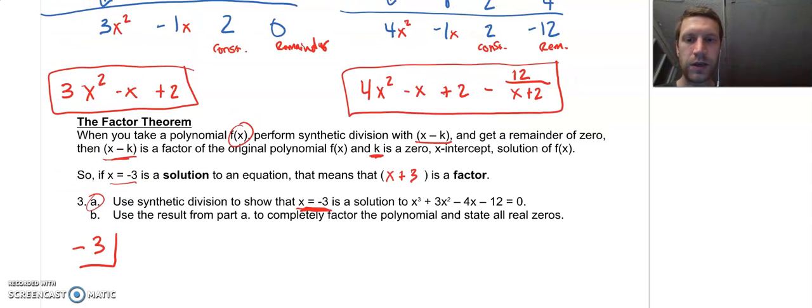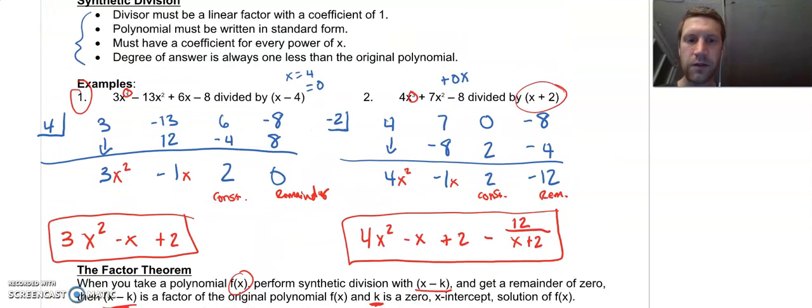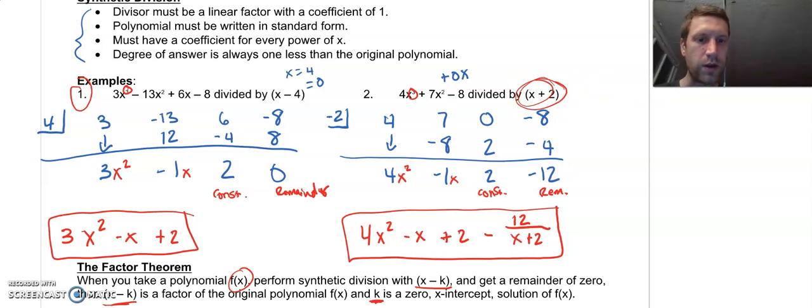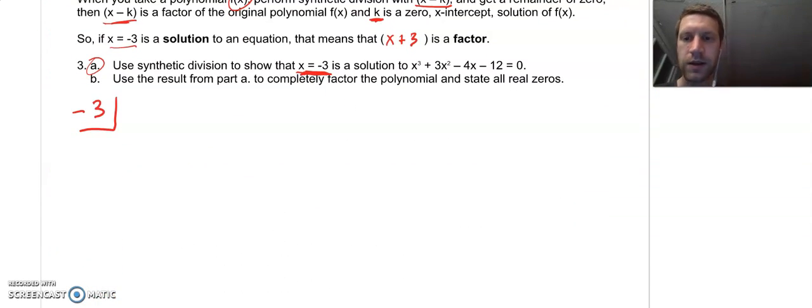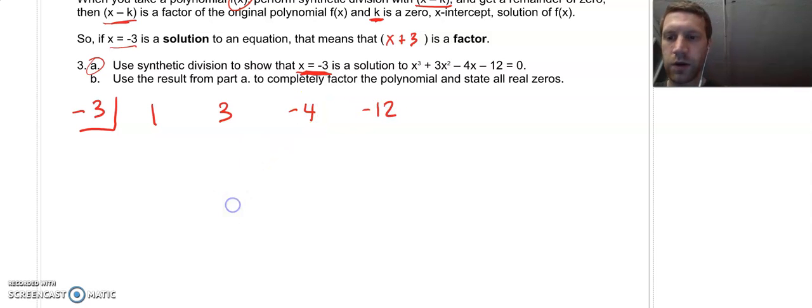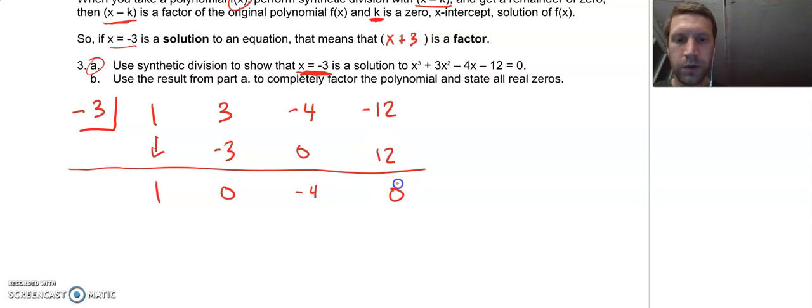So notice the difference between showing that x equals -3 is a factor and dividing by x plus 2. That's worded differently, right? Here we had to set equal to 0 and solve for x to get x equals -2, the number in the box. Now they're already telling us the number in the box. So 1, 3, -4, -12. Add down, multiply by -3. Add down, multiply by -3, add down, multiply by -3, add down.